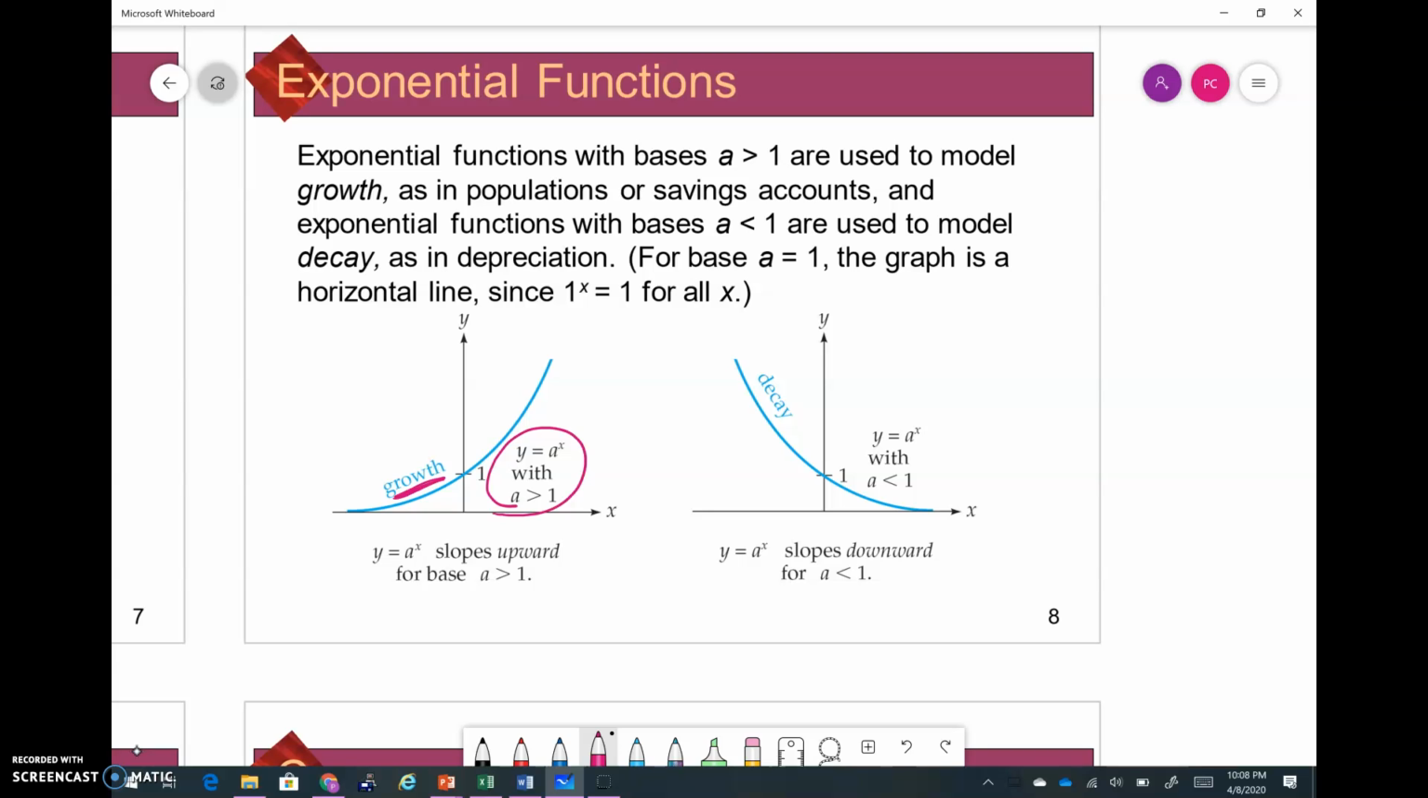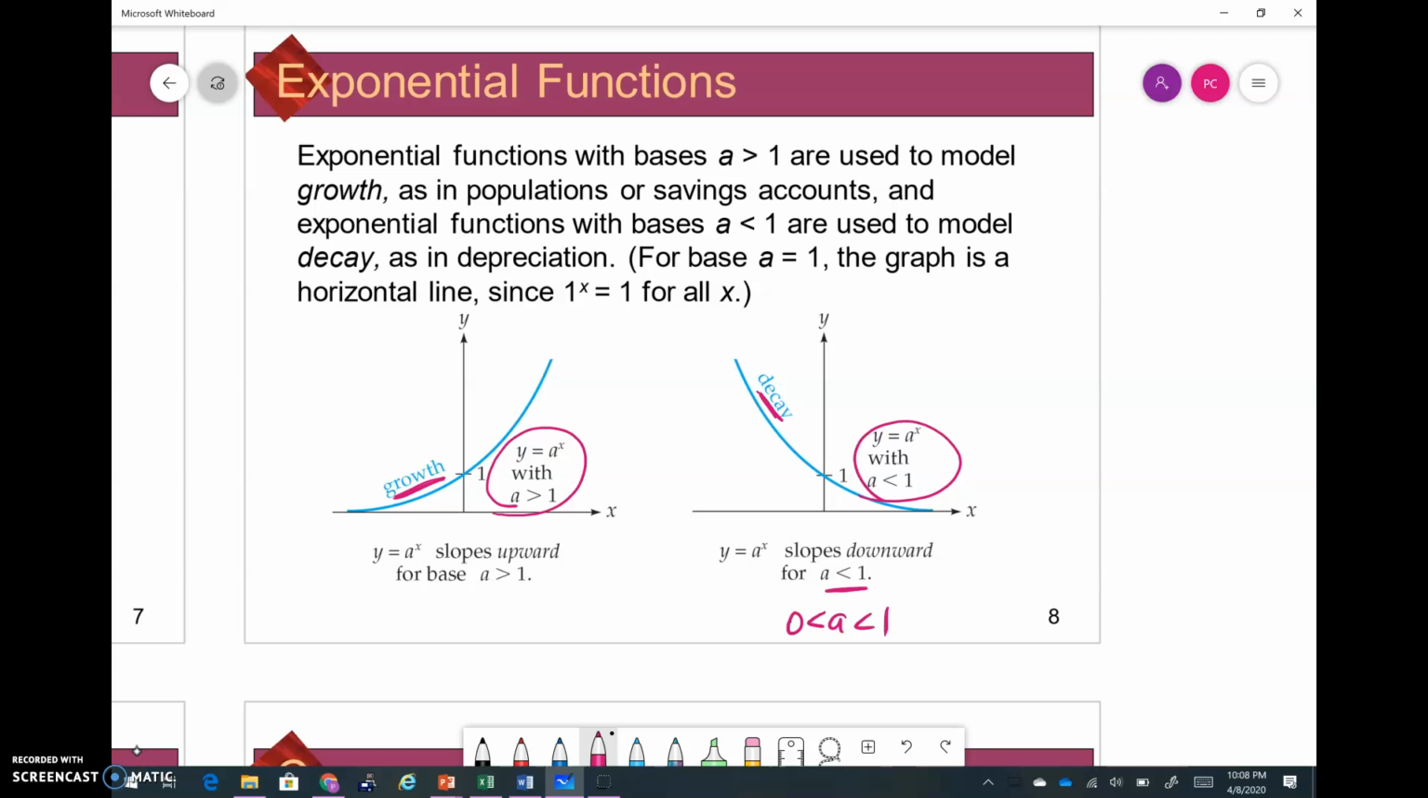If the base is between 0 and 1, so less than 1, and again, remember, they've always got to be positive, so that a value is between 0 and 1, it's an exponential decay function, and that's going to work every single time. So if your a value is greater than 1, you have exponential growth. If your a value is between 0 and 1, or less than 1 here, you've got exponential decay.